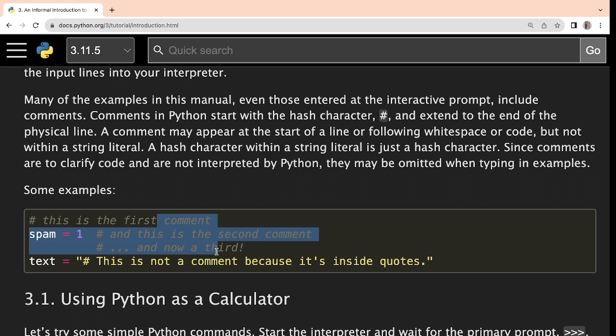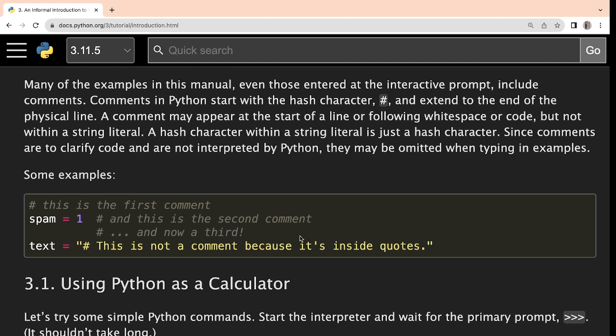We just write these things so that when we are directly seeing the code, we can understand what we have done. Because you are learning Python for developing software and applications, which have multiple lines of code, hundreds and thousands and lakhs of lines, right? In that case you might not remember where you have written what, so for clarifying that we add comments. It is also written that since comments are to clarify code and are not interpreted by Python, they may be omitted when typing in examples.